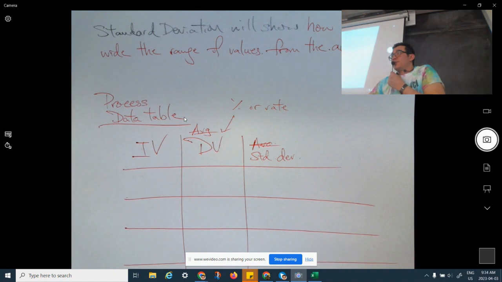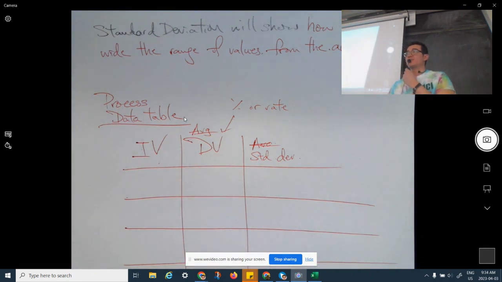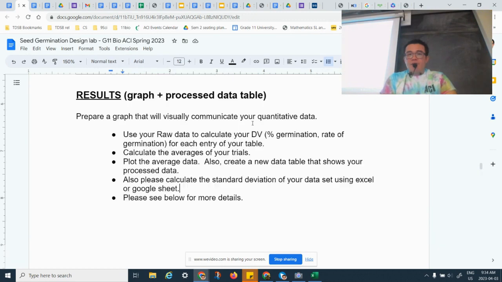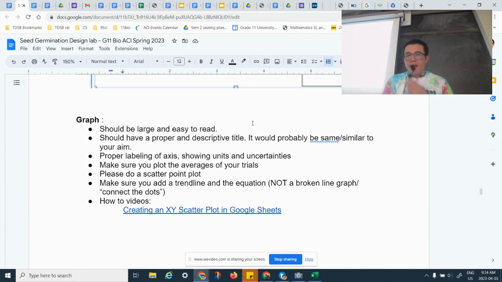You guys good? So your process data table is extremely simple. Your independent variable, your average of your standard dependent variable, and then your standard deviation. Good? This is to be done on Excel. After that, you're going to be creating a graph. Okay? You're going to create a graph.